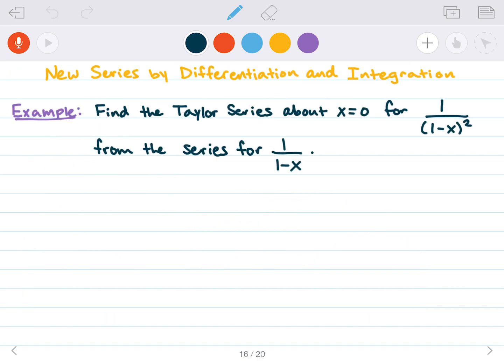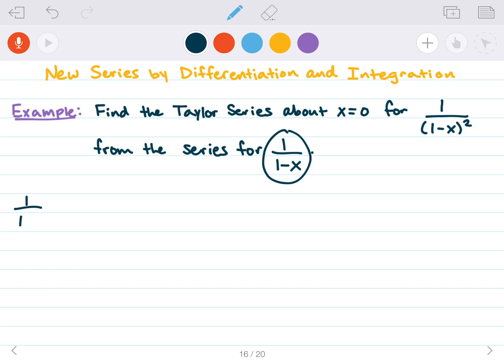Okay, so here's the next example I want to look at. We can also find new series by differentiation and integration. So we want to find the Taylor series about x equals 0 for 1 over 1 minus x squared from the series for 1 over 1 minus x. Now we know what the Taylor series for 1 over 1 minus x is.